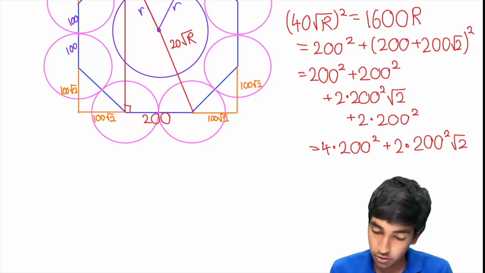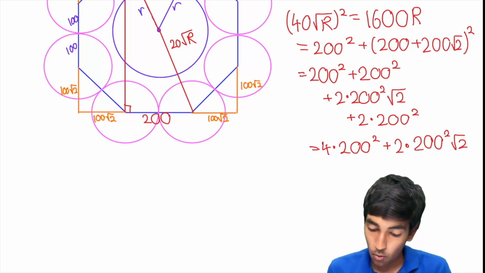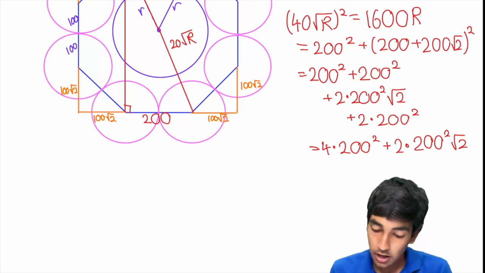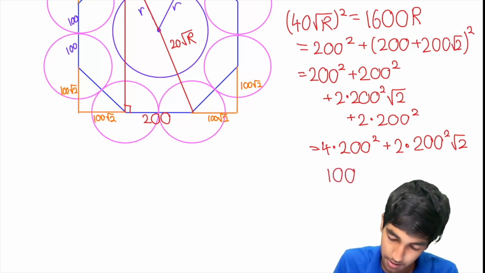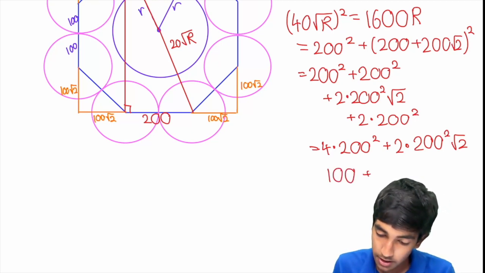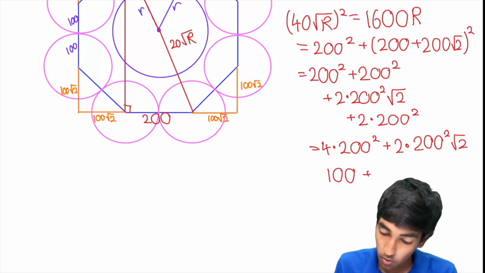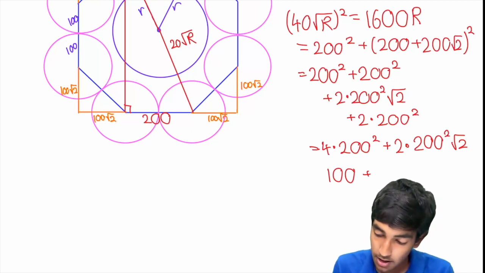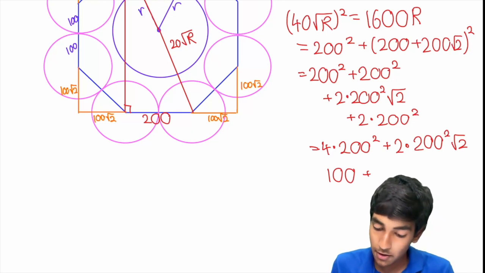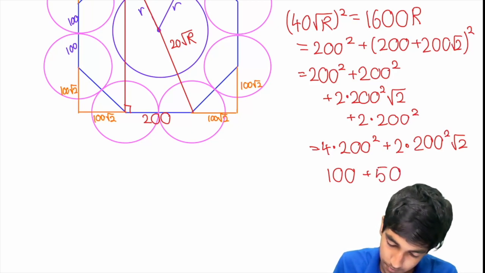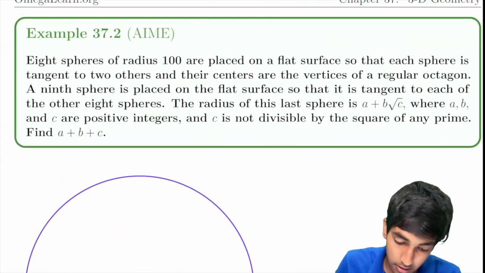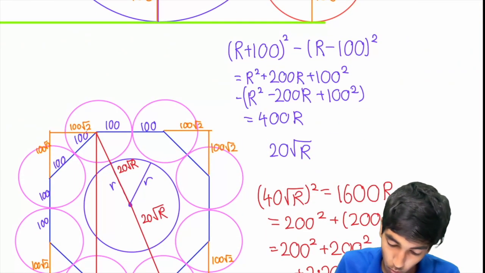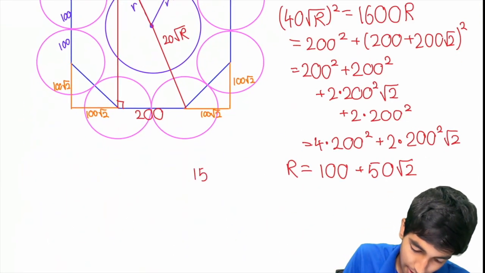So 400 times 200 squared divided by 1600. Well, 400 times 200 is 800. So that means it's just 200 divided by 2, which is 100. Now 2 times 200 squared divided by 1600. Well, 2 times 200 is 400. So 200 divided by 4, so 50√2. So that means R is this, and our answer is just A plus B√C, so 152. And that's our answer.